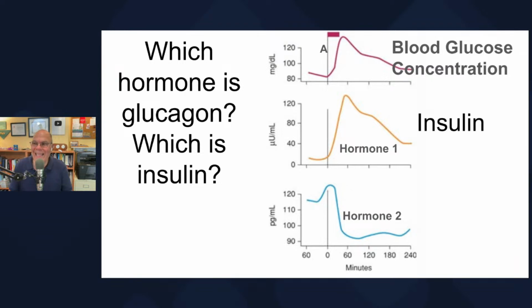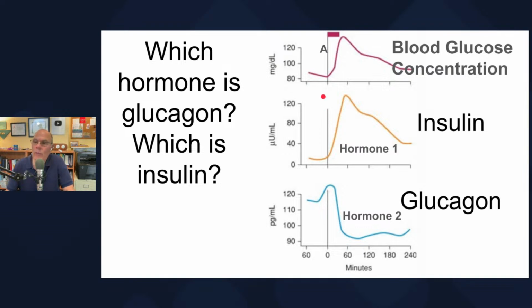Hormone one is insulin. How do we know? Because as the blood sugar level goes up, so does the level of this hormone. And remember, insulin's job is to get your liver and muscle cells to pull glucose out of the blood and bring it back to the set point. We know that hormone 2 is glucagon.